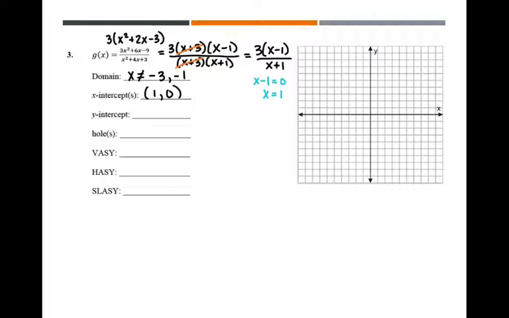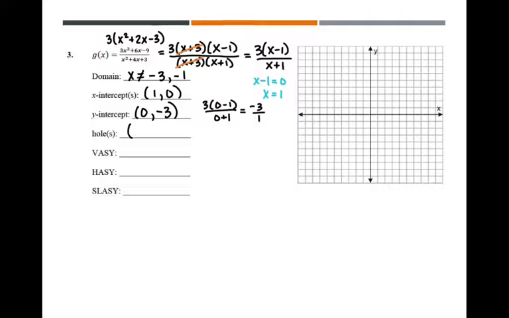Okay, y-intercept comes from plugging in 0. So now I'm going to plug in 0 into my leftover function, and that leaves me with 3 times -1, which is -3, over +1. So I'm going to have my y-intercept at (0, -3).